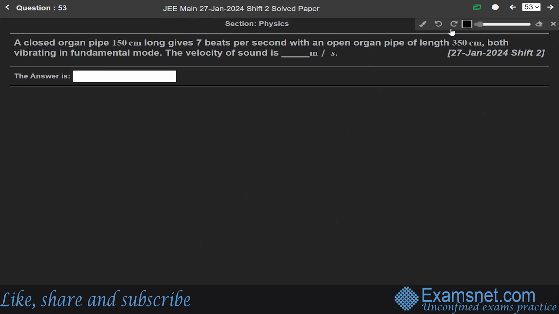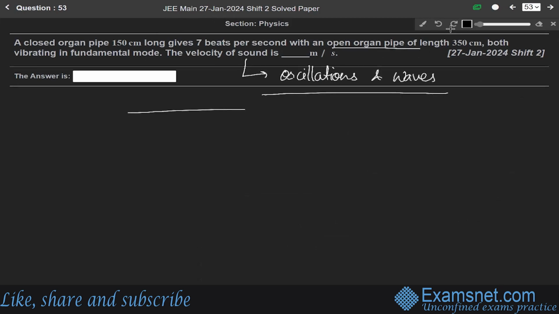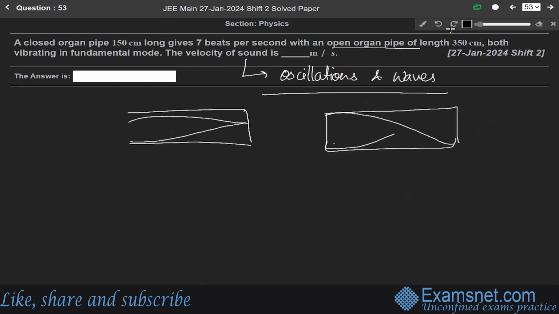This question says that a closed organ pipe 150 centimeter long gives 7 beats per second with an organ pipe of length 350 centimeter, both vibrating in fundamental mode. We have to find the velocity of sound. So this question is from the chapter of oscillations and waves. There is a closed organ pipe and an open organ pipe. Closed organ pipe is like this, and the open organ pipe is like this. According to the question, this is 150 centimeter long and this is 350 centimeter long.